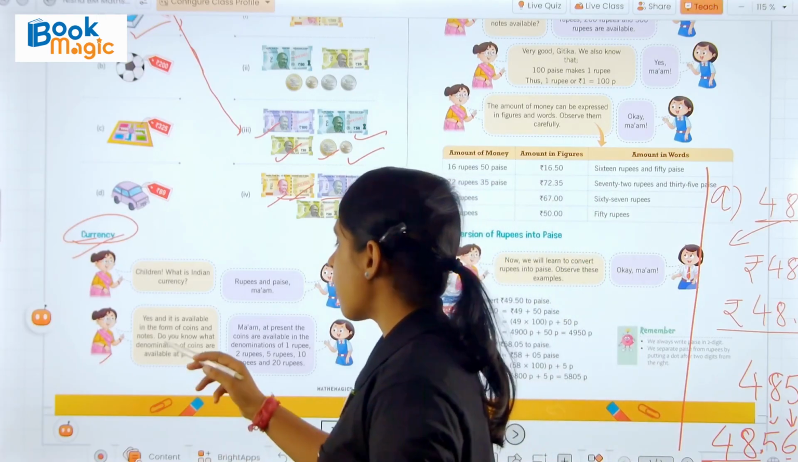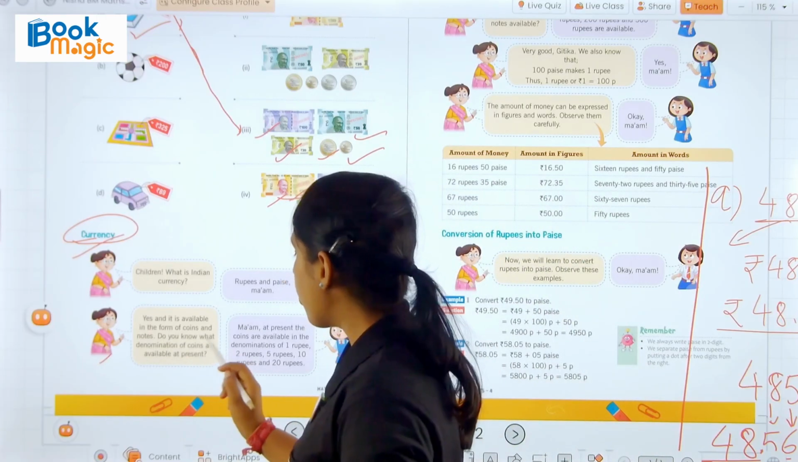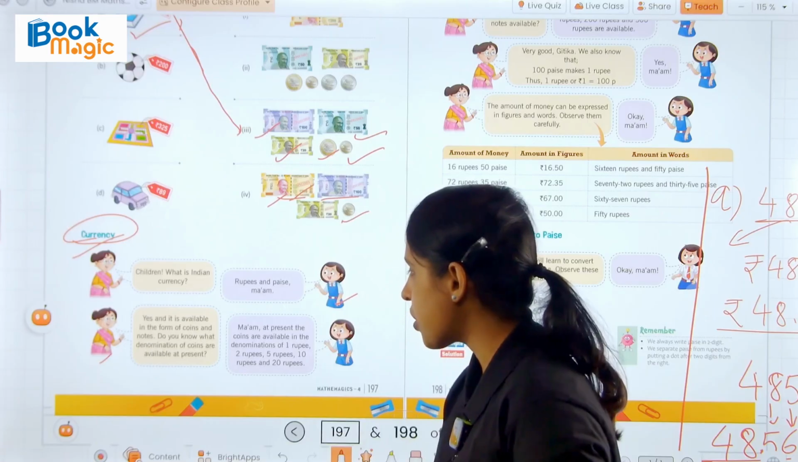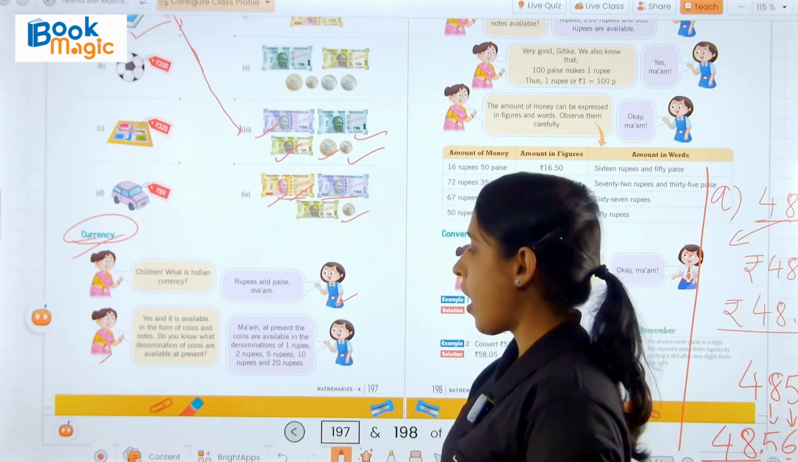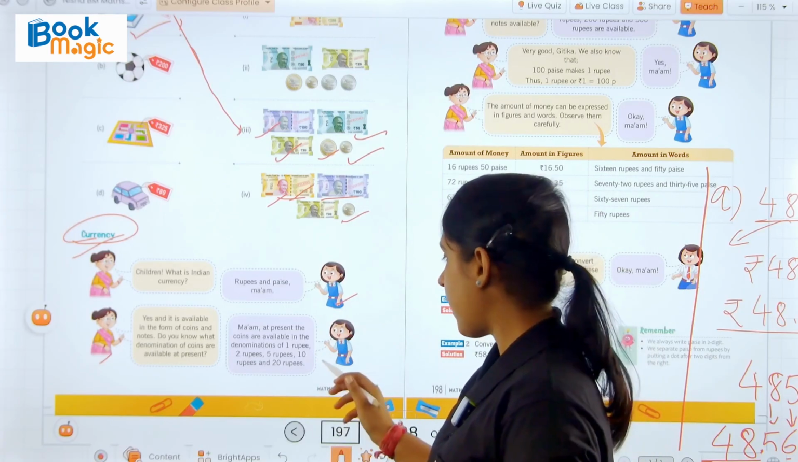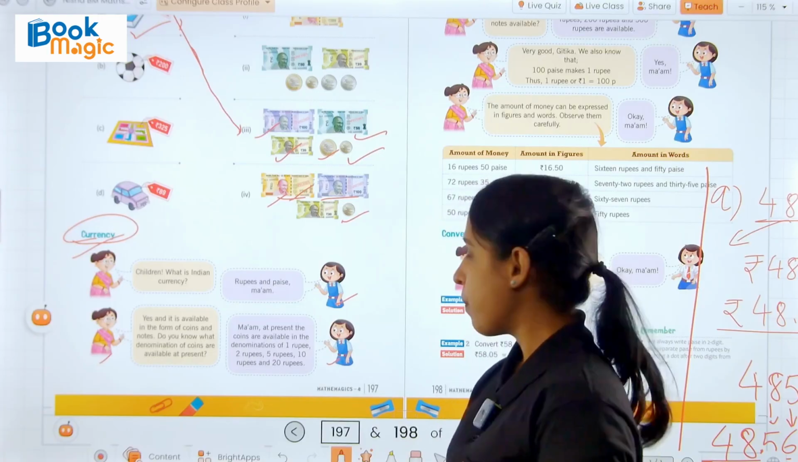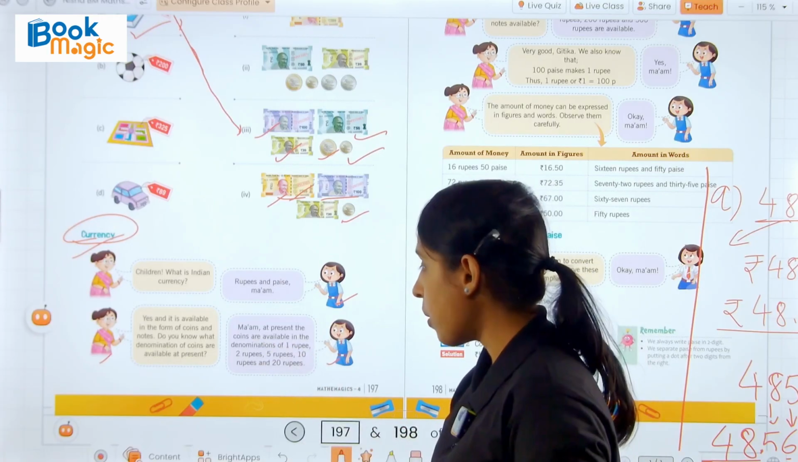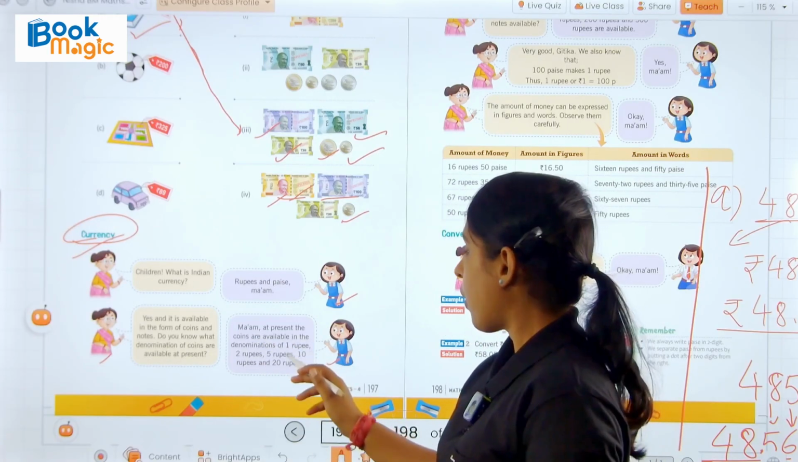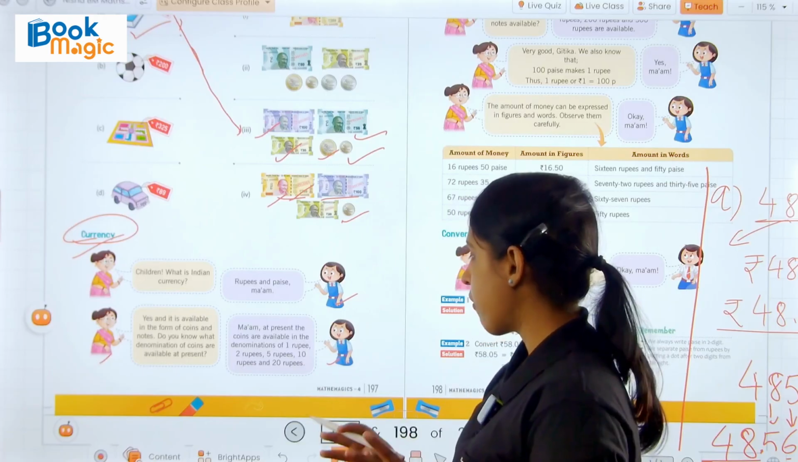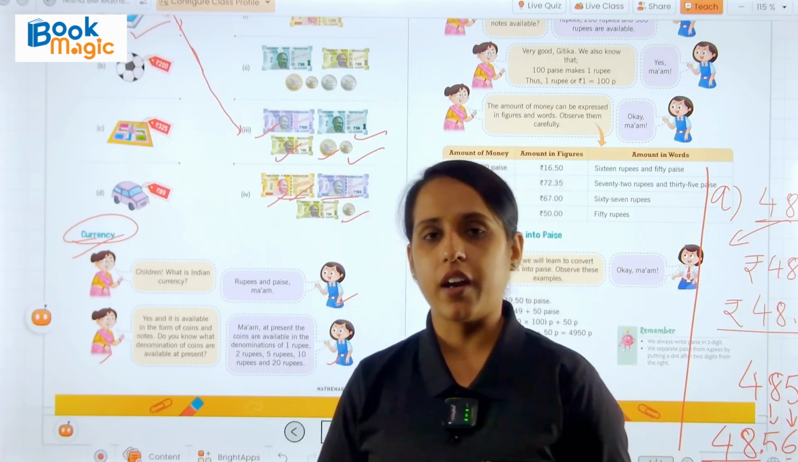Okay. So here, do you know what denominations of coins are available at present? Then Chetna replied, ma'am, at present the coins are available in the denominations of 1 rupee, 2 rupees, 5 rupees, 10 rupees and 20 rupees.